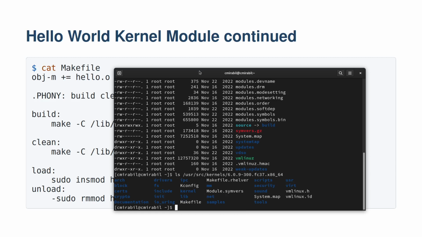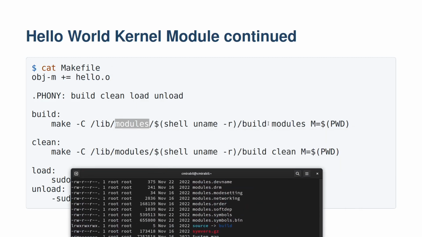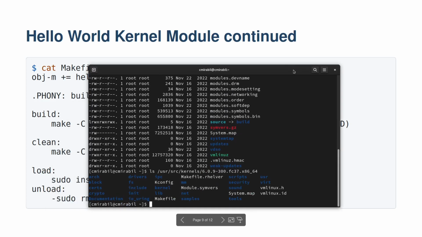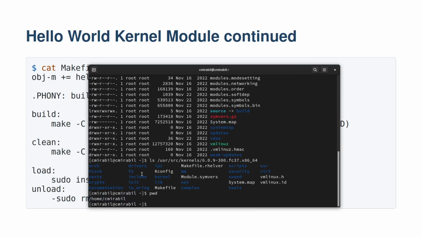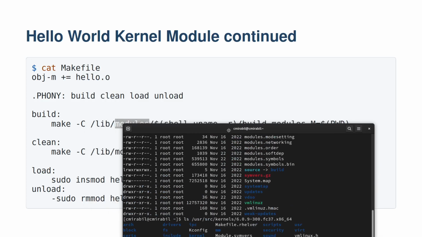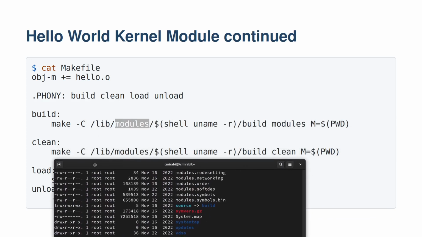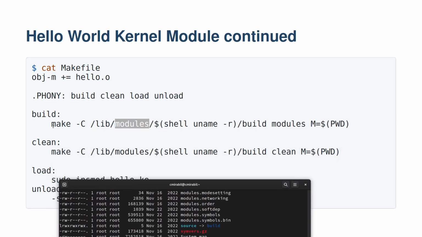And once it does that, it will execute the modules target on there, and we're providing some information. This M equals $(PWD), that's the present working directory, which is wherever we're running our code. So inside of this makefile, we put this in there with our code, and when we run this build target, it will call out to the other makefile, tell it to do a modules compilation, and tell it where to find our code by including the working directory where our code is.